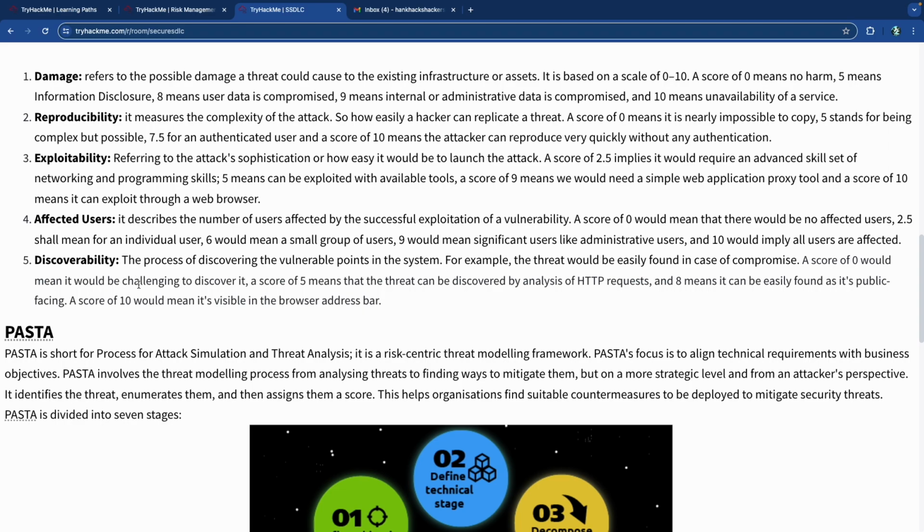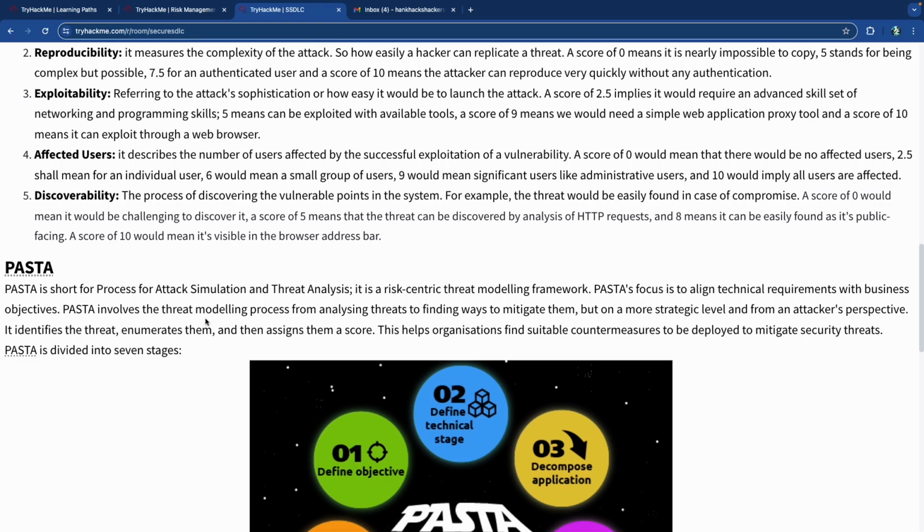So 0 means that it's very hard to discover it. 5 means that it can be discovered by analyzing HTTP requests. And 8 means it can be easily found and it's public, that you can find it easily. And 10 would mean it's visible in the address bar, meaning the link up here, it's actually visible. And we talked about this in the last video that we did on the IDOR, right? The identifying the insecure direct object. There you go. Insecure direct objects. That's what IDOR would be.